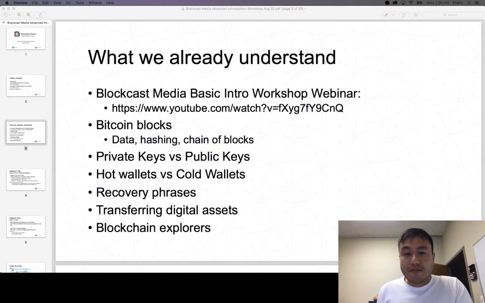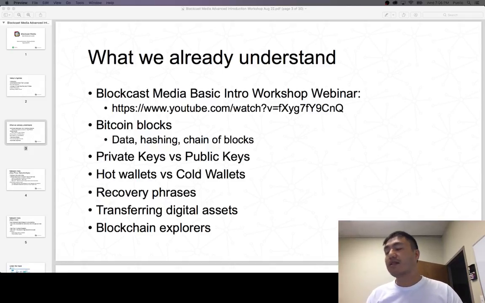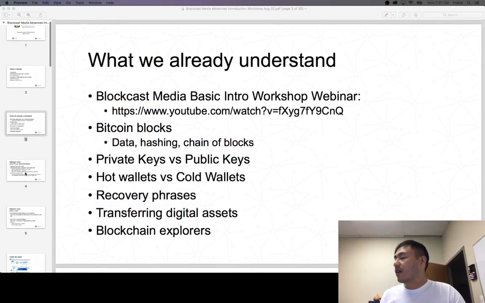All right, so from that video, we already understand how Bitcoin blocks work, what sort of information is on them, and how they all link to create the chain of blocks, which is the blockchain that basically powers Bitcoin. We know the difference between public keys and private keys, between hot and cold wallets, what recovery phrases are, how to transfer digital assets, which we showed you in the demo last time, and blockchain explorers. So that's a good foundation, but we're going to build on some of this as well.